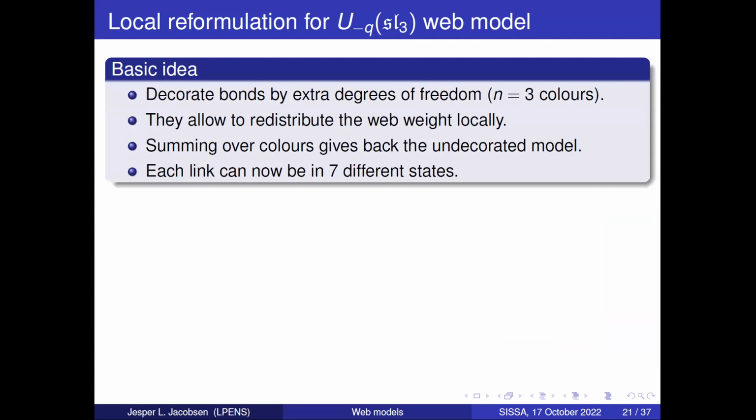So how do we do this? The basic idea is the following. I take my bonds, the things that were red before, and I'm going to decorate them by extra degrees of freedom, which now take the shape of 3 different colors. 3 because it's n equals 3. And what I want is that when I sum out those colors, that should give me back the undecorated model. So now each link can be in 7 different states because it can be empty, or it can be up pointing or down pointing with any one of 3 different colors. 2 times 3 equals 6, plus 1 equals 7.